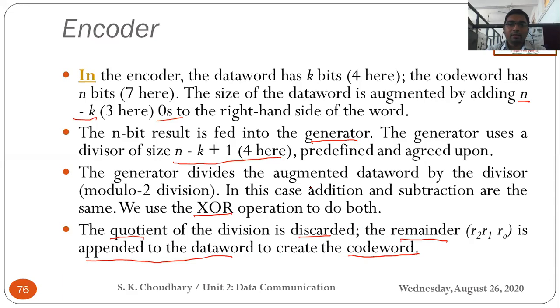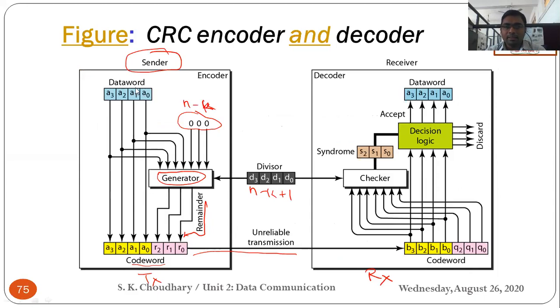You can see from the diagram, as we have already seen, the same is written here. This is the data word. We have added n minus k zeros. It becomes a 7-bit data word that is fed to the generator. That is divided by a divisor of n minus k plus 1, meaning 4 bits here, and whatever remainder is there is appended to this data word. And finally we have obtained the code word.